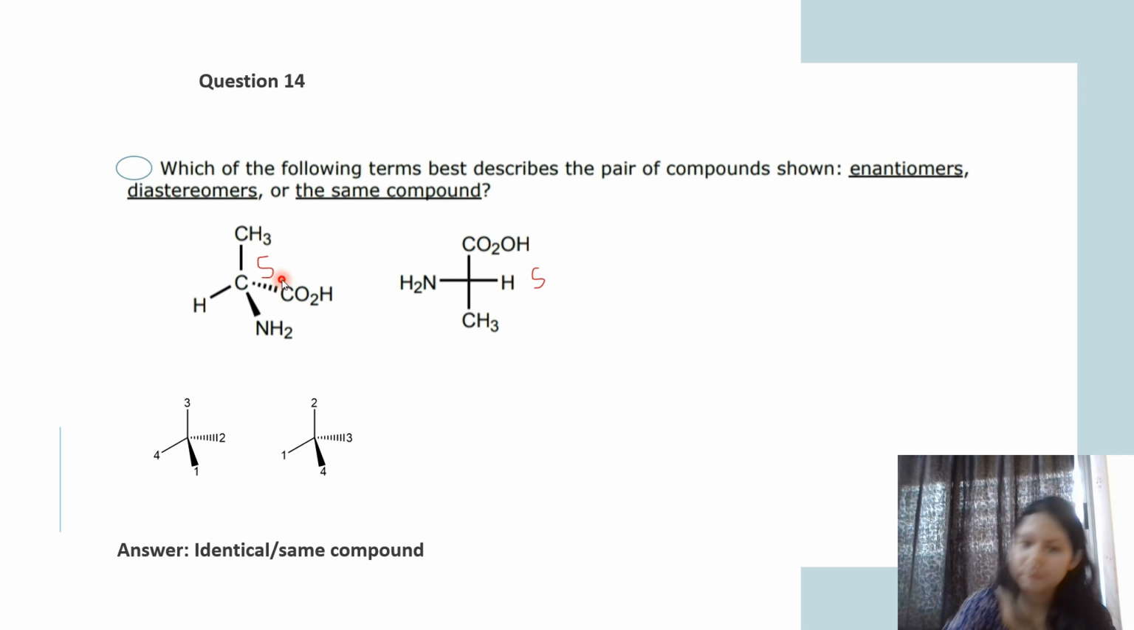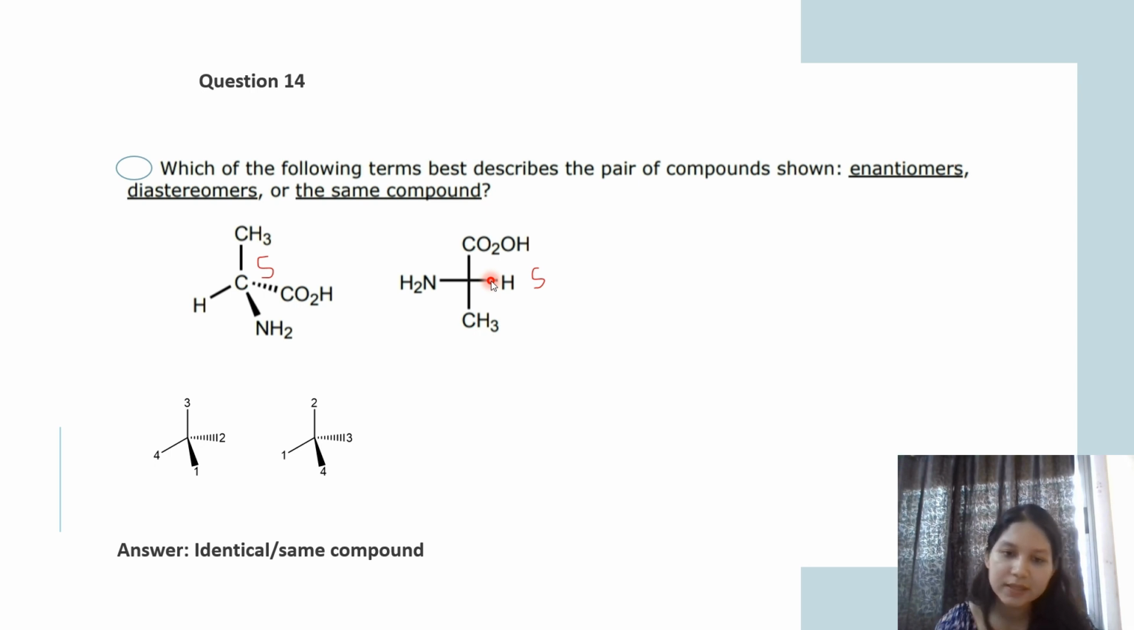Then we have the next molecule, and we have to assign the configuration to this center now. You have already seen that it is S, but let us try to solve it and verify it. Is it R or S? This is the first priority group here, this is the second priority group, this is the third priority group, and this is the fourth priority group here.